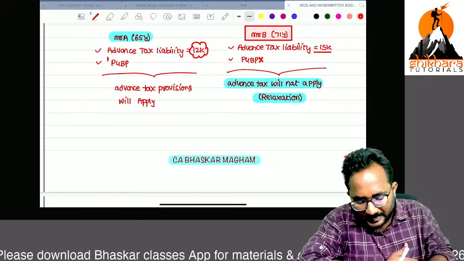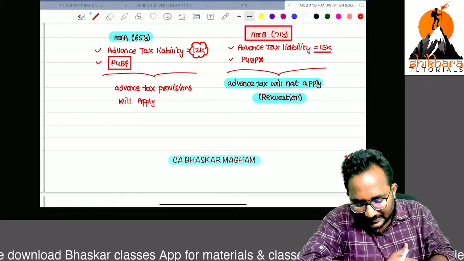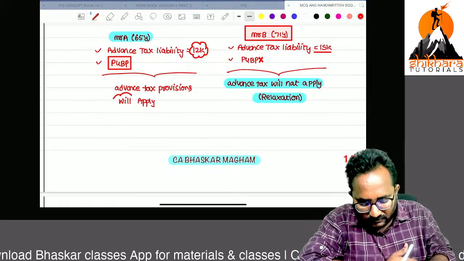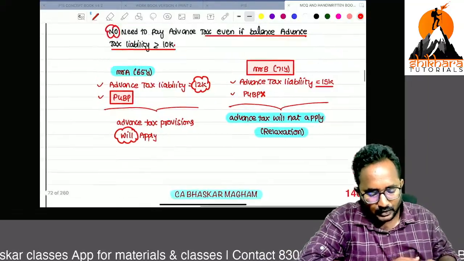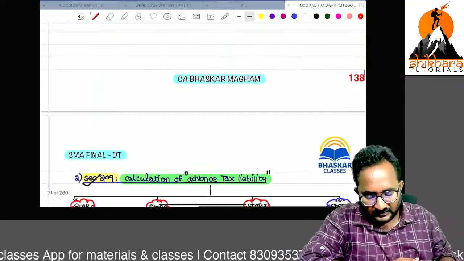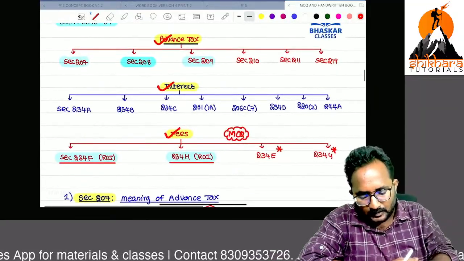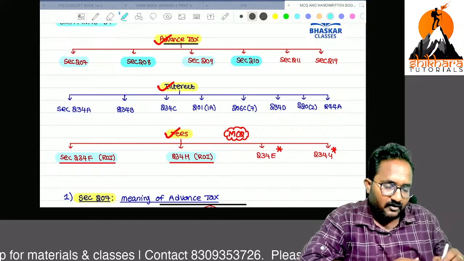But here you have a PCBP income. So that's why the exception will not apply, and the advance tax provisions will apply. You are required to pay advance tax. Are you clear? Now, section 209 is also over. 210 is a very small provision.